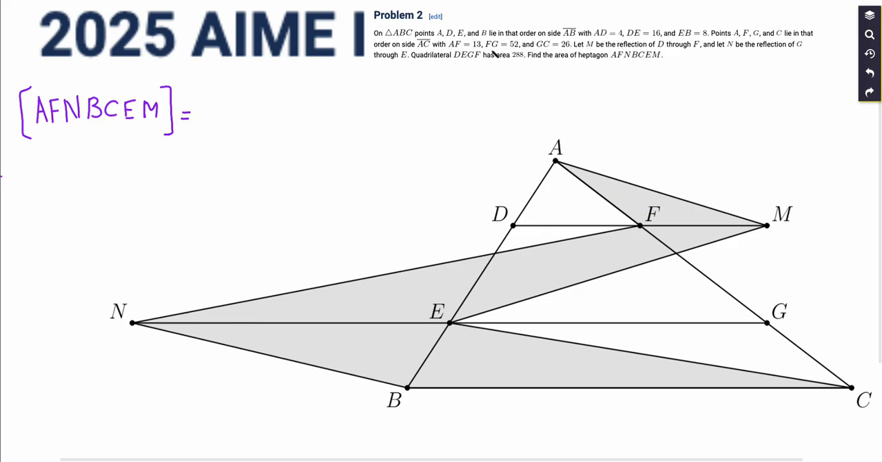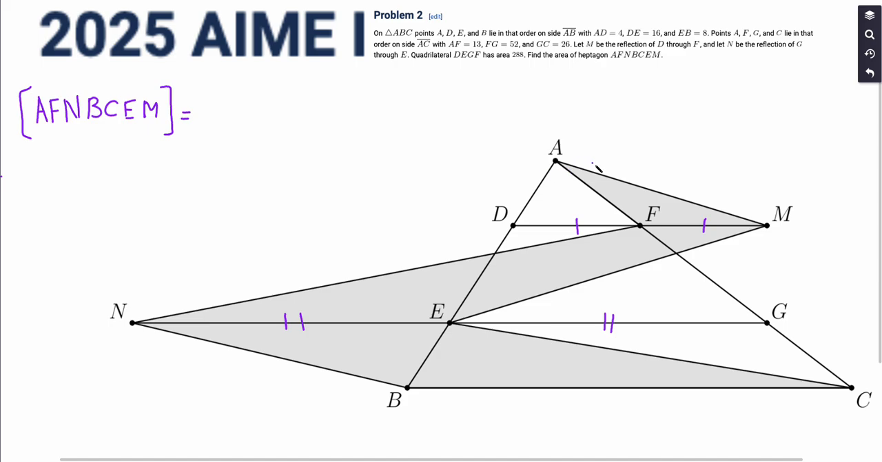But what you want to realize is that since M is the reflection of D through F, we know that DF and FM are the same length. Since N is the reflection of G through E, we know that NE is the same length as EG. And so the biggest takeaway from this is that the area of this weird heptagon region is actually the same as the area of triangle ABC.